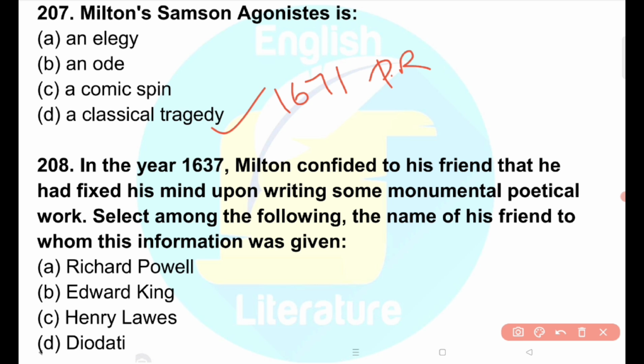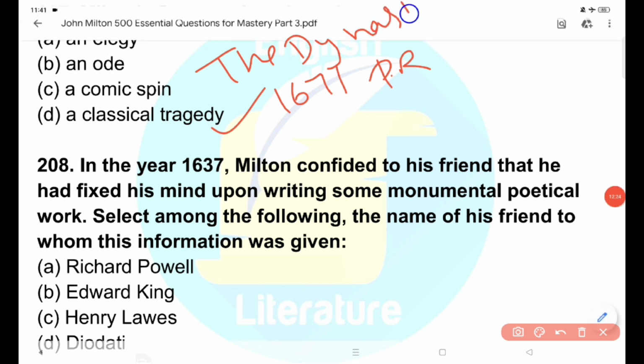What is a closet drama? A closet drama is a drama that's primarily suited for reading rather than production. Another example of a closet drama is Thomas Hardy's The Dynasts.